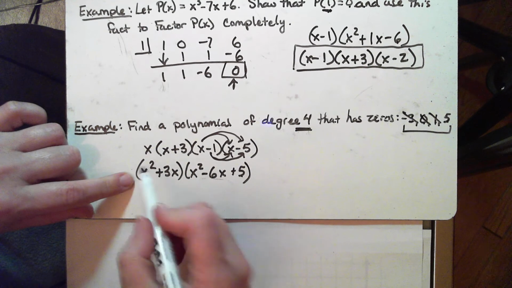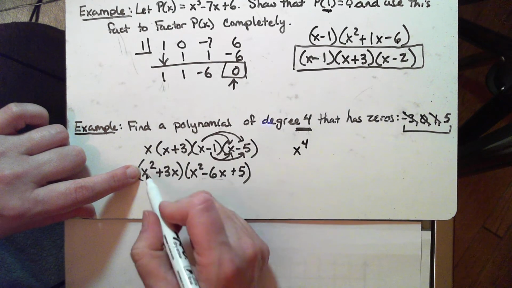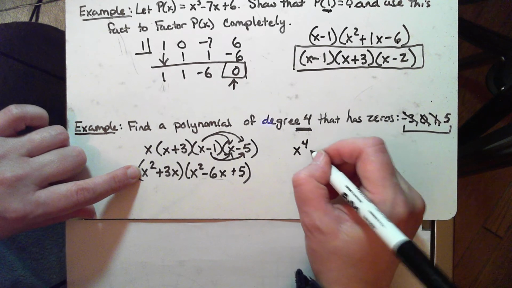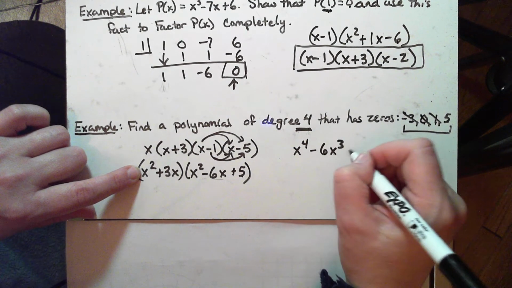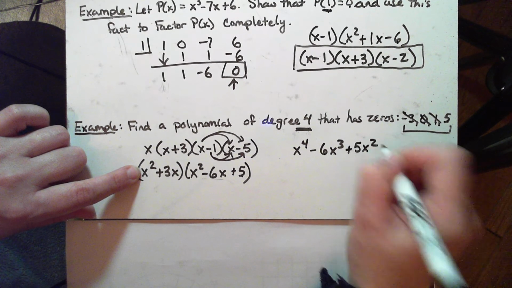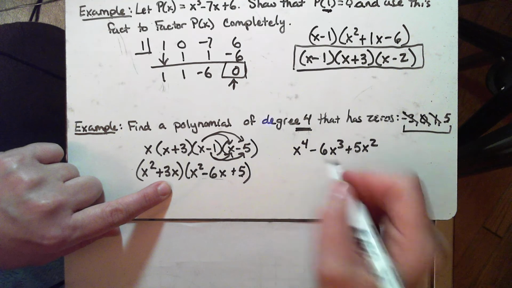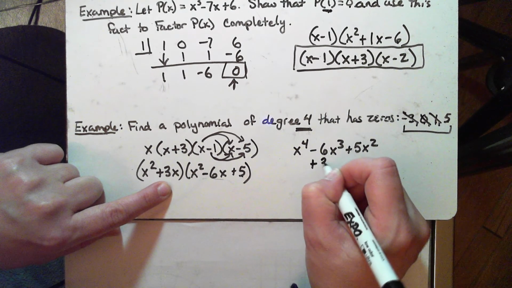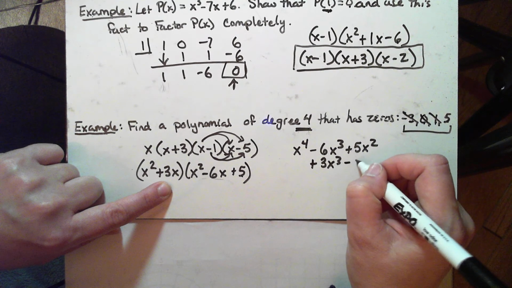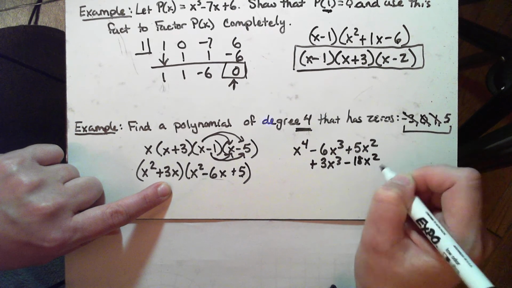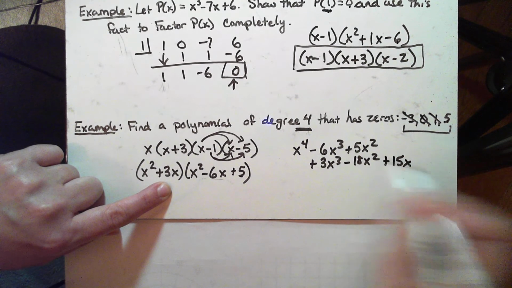So I'm going to do x squared times x squared is x to the 4th. X squared times negative 6 is negative 6x cubed. X squared times 5 is 5x squared. Now I'll do the 3x. 3x times x squared is 3x cubed. 3x times negative 6 is negative 18x squared. 3x times 5 is 15x.